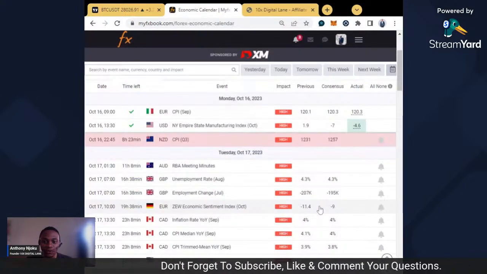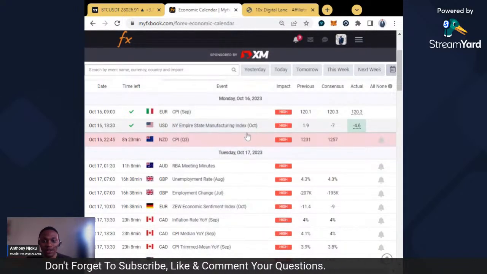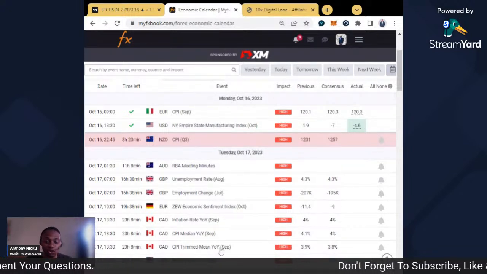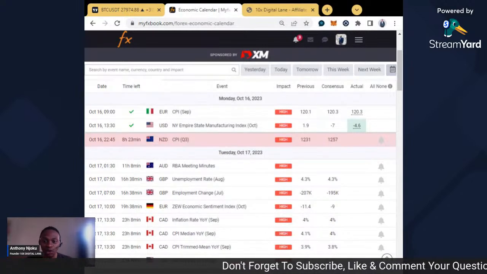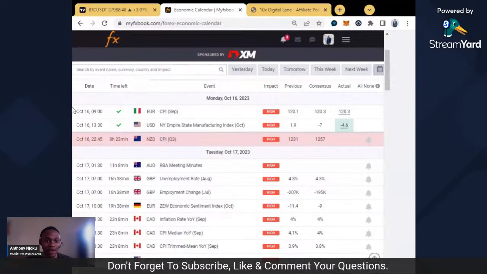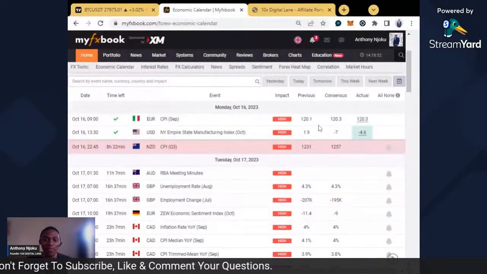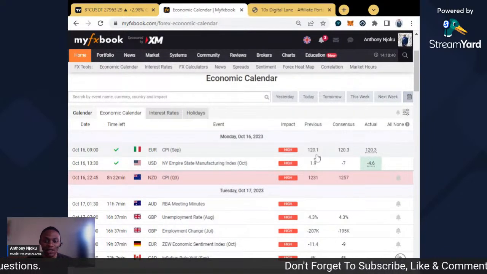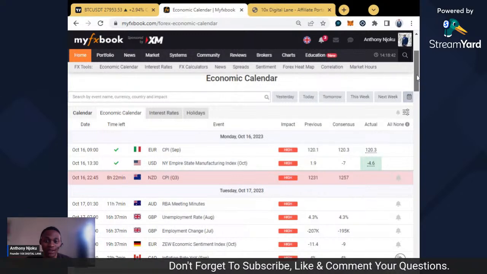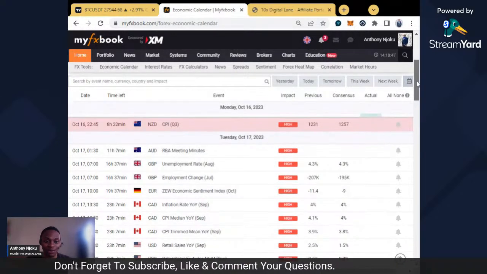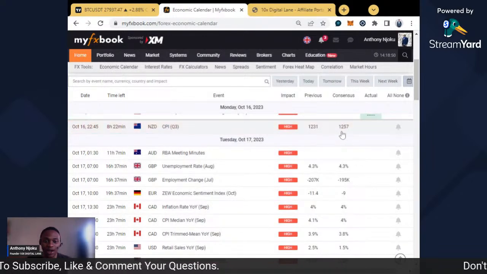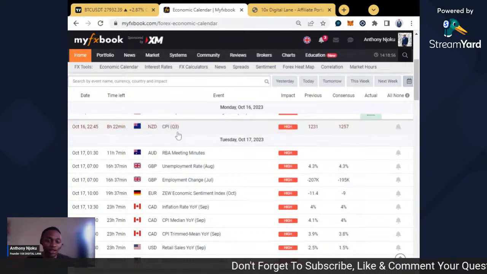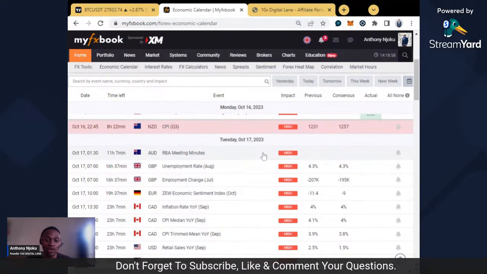So with that being said, let's dive into the fundamentals. For the fundamentals today, we have seen that the New York Empire State Manufacturing Index shows a positive for the dollar, which is giving the dollar some momentum. This could be the momentum we need to be able to see some corrections on USD pairs like Euro USD and AUD USD. So CPI for euro was exactly as expected, and this expected figure was higher than the previous, so it's quite high for euro to continue the push to the upside like we expected. Then we also have CPI for NZD, and if you look closely, 1257 is higher than 1231, which is also making NZD a good pair to look for buy setups.